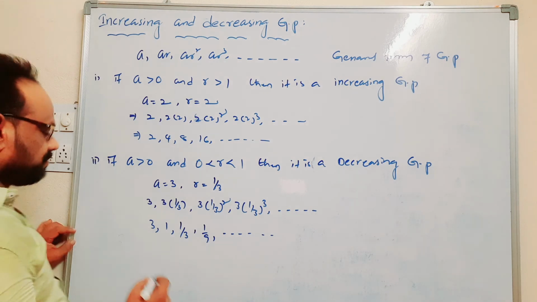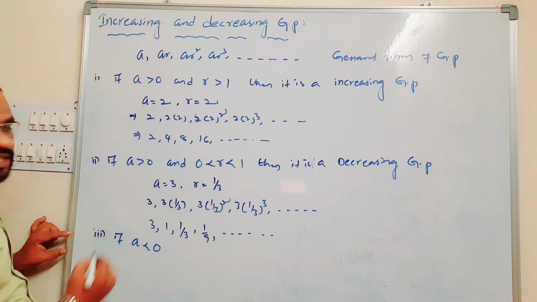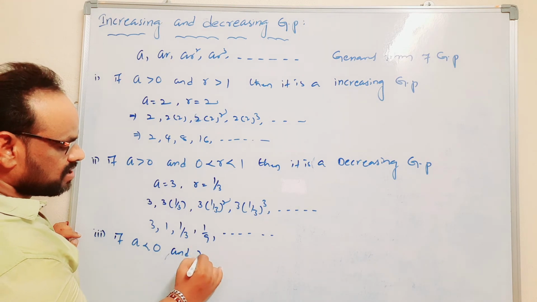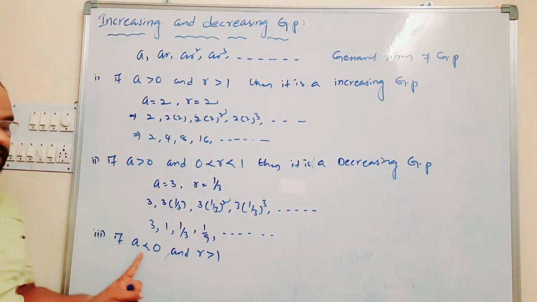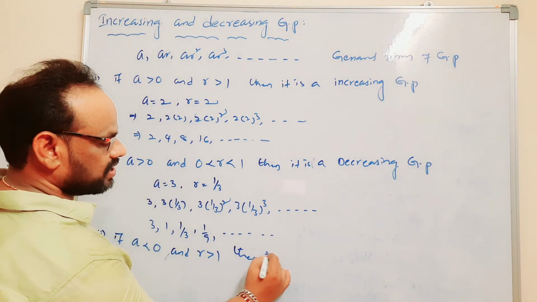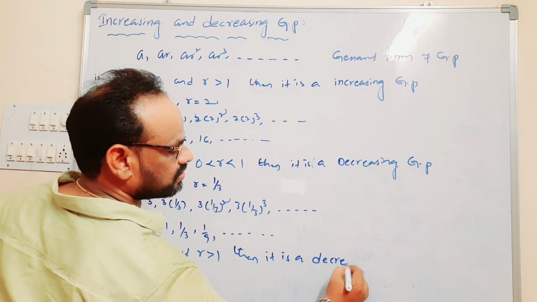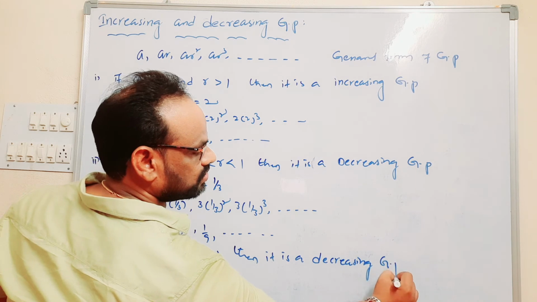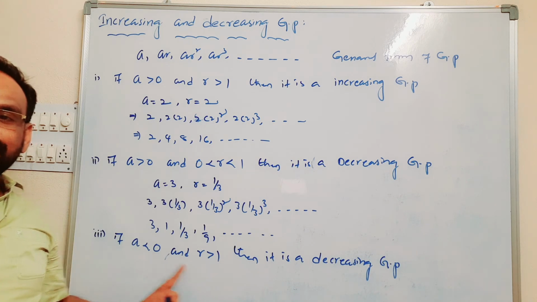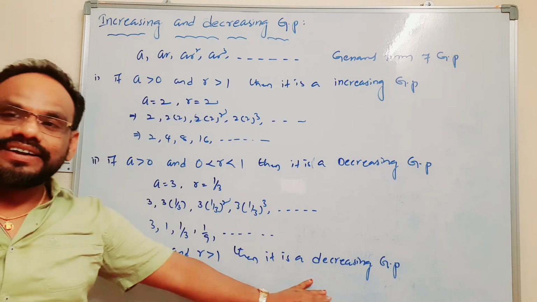Next, third one, if A is less than 0 and R is greater than 1, then it is a decreasing geometric progression. If A is less than 0 and R is greater than 1, then the given GP, clearly it is a decreasing GP.